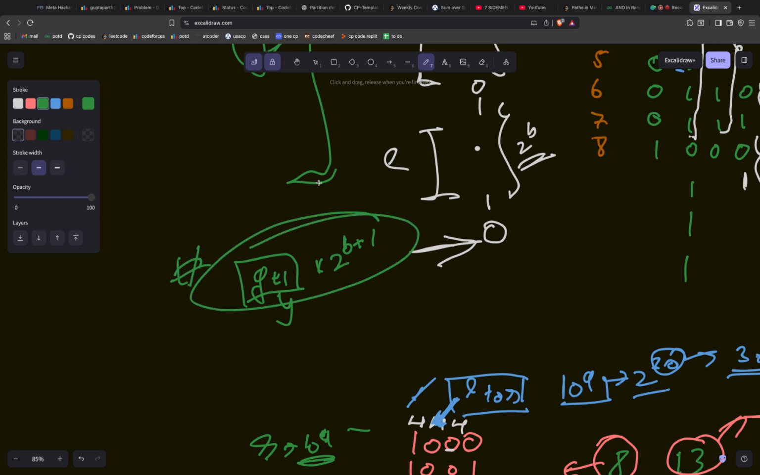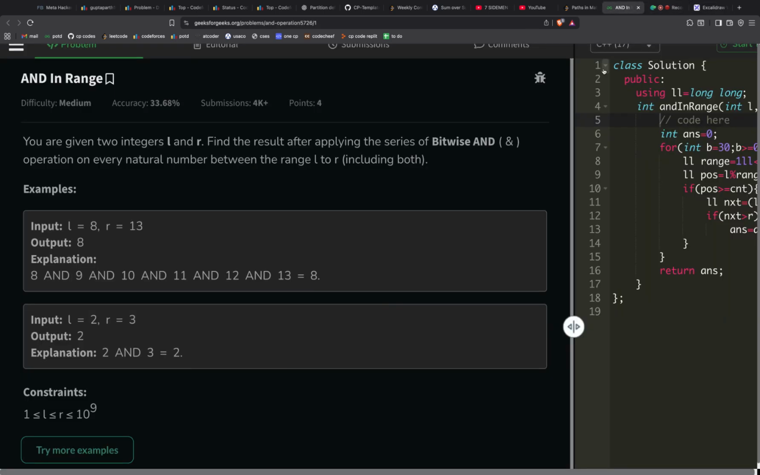I will show you the code. The code is a bit simpler. Also, what would be the time complexity? Now we are just doing an O of 1 operation on each bit, and the number of bits could be 30. Right, let's go to the code.